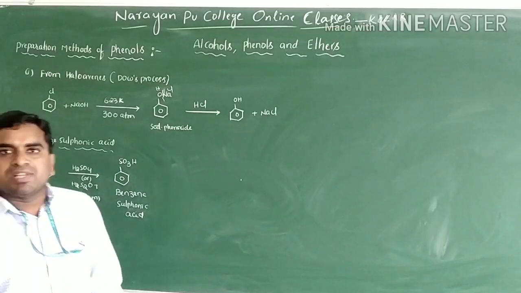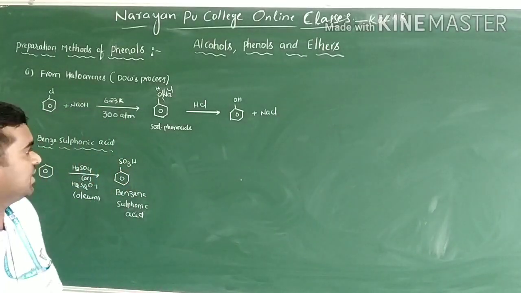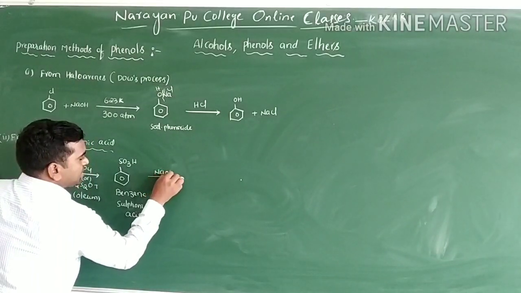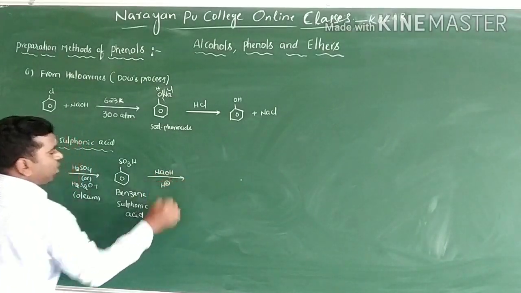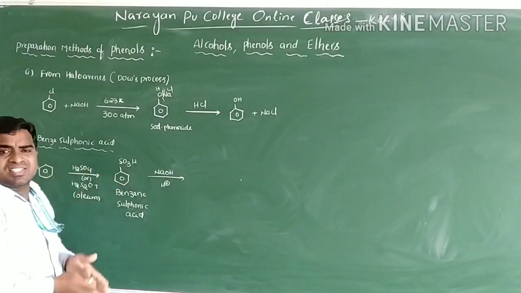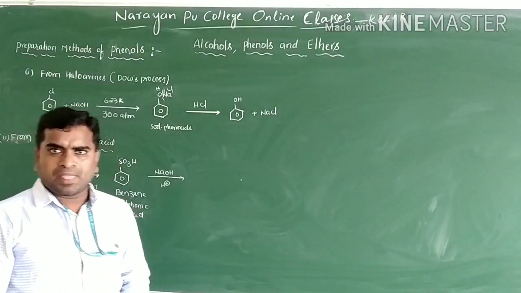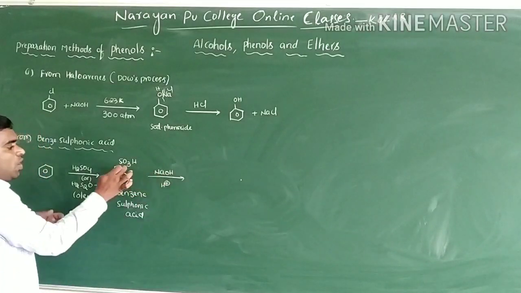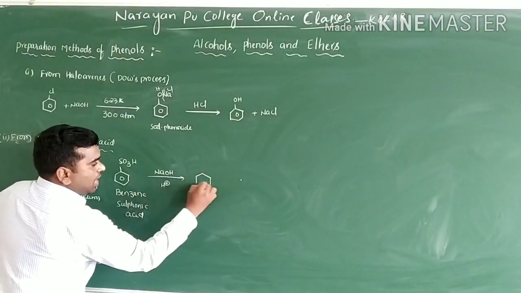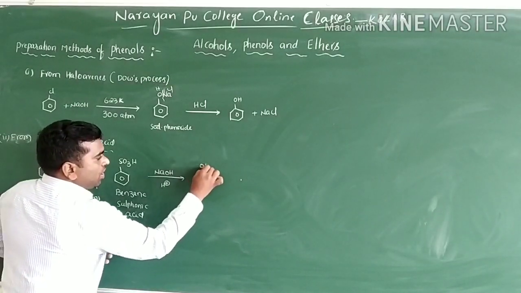Now, whenever this benzene sulfonic acid is treated with the base NaOH and then followed by hydrolysis, what happens? SO3H is a very good leaving group, and ONa will be added here, followed by the hydrolysis. You will get the compound phenol, OH.